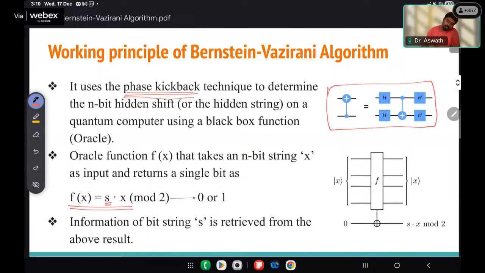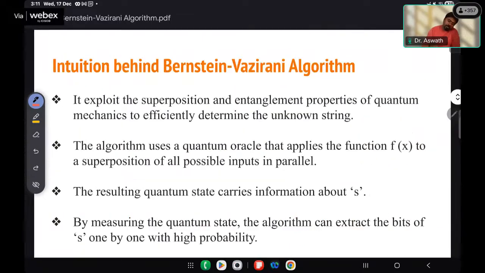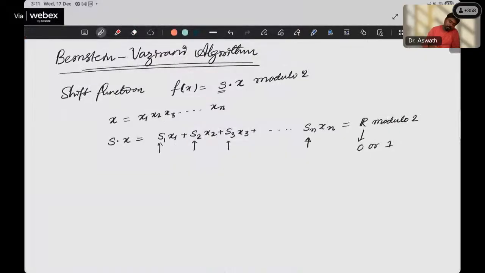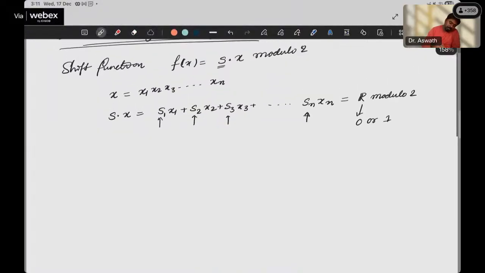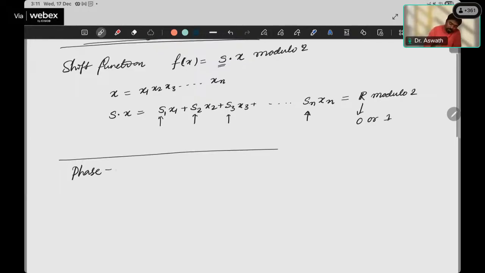Okay, so let's understand what a phase kickback is. Let's shift to the things which we wanted to understand, to get to the Bernstein-Vazirani algorithm. So the first thing I want to understand is phase kickback.